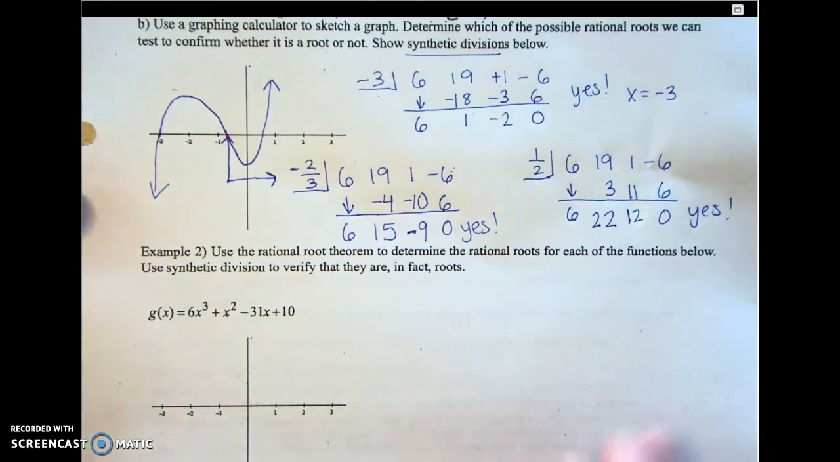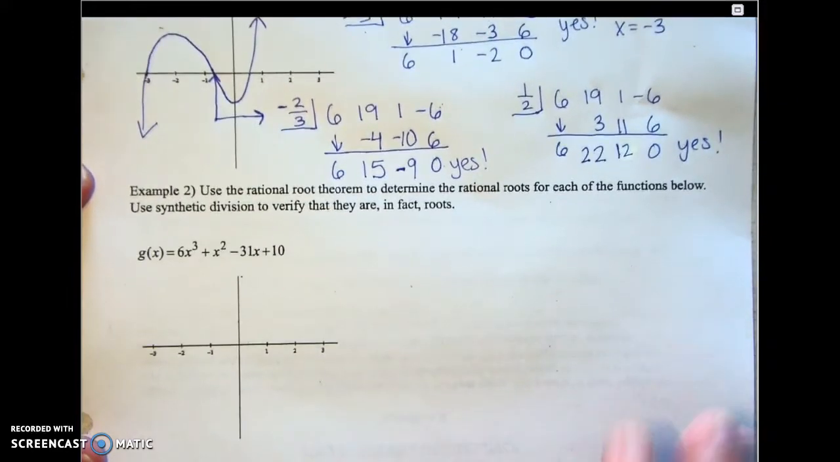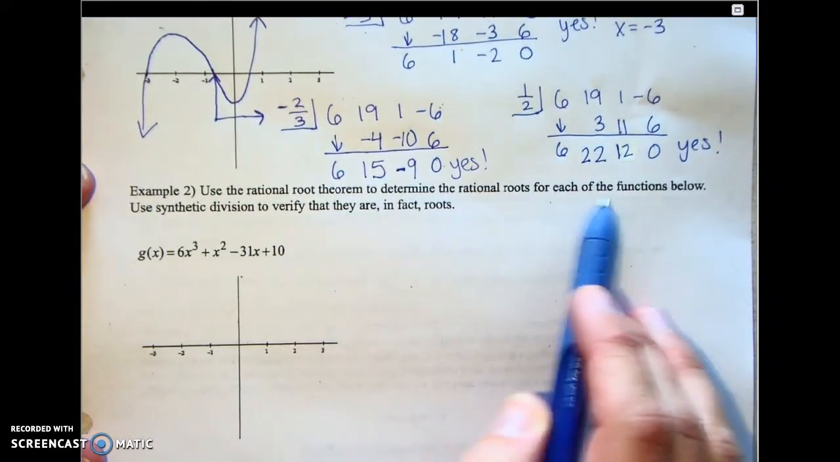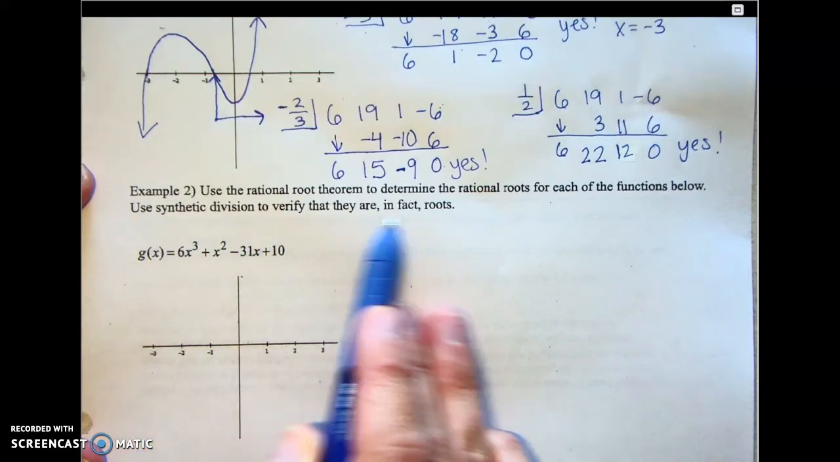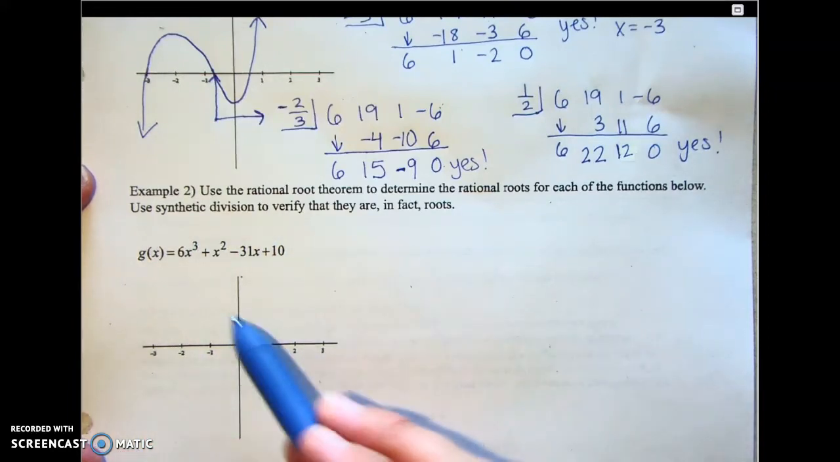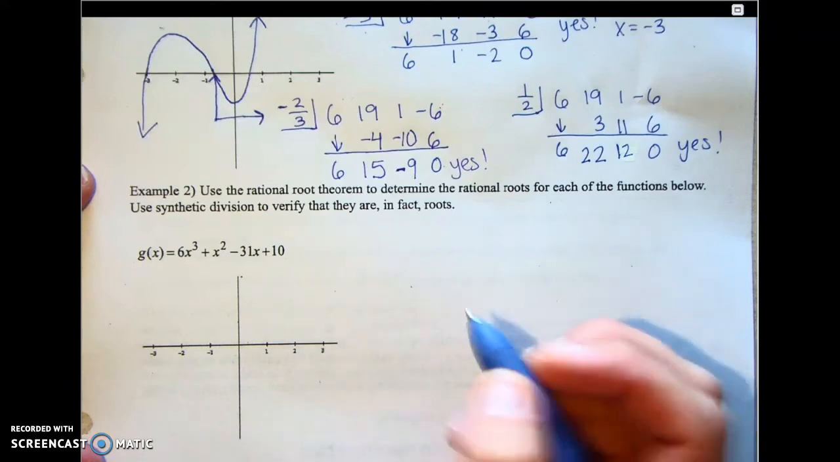So here we go. Use the rational root theorem to determine the rational roots for each of the functions below, and then use synthetic division to verify that they are, in fact, roots. It didn't say to use Desmos, but we are. All right.